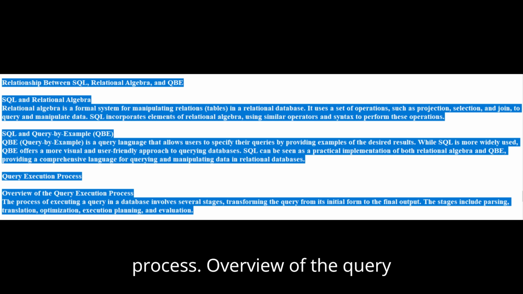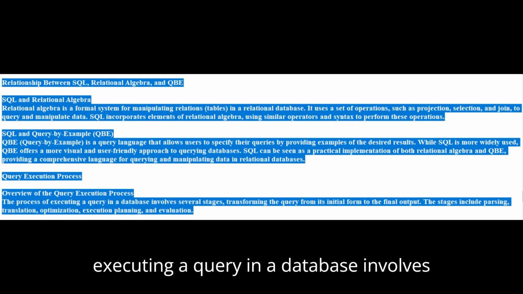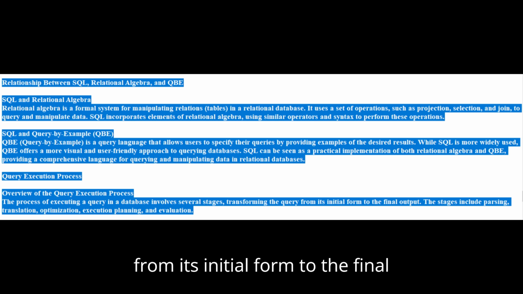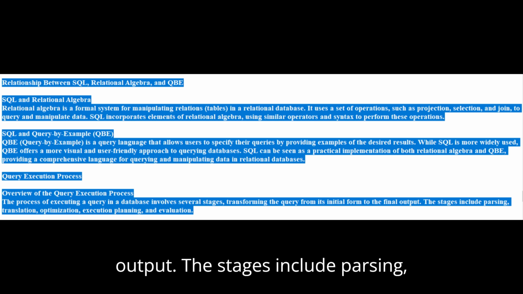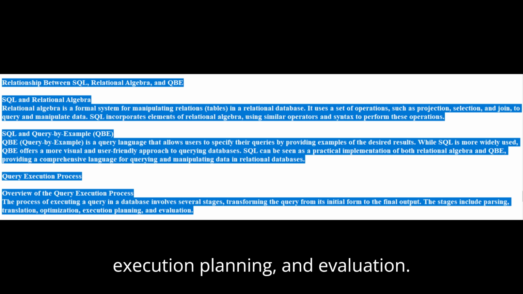Query execution process. Overview of the query execution process. The process of executing a query in a database involves several stages, transforming the query from its initial form to the final output. The stages include parsing, translation, optimization, execution planning, and evaluation.